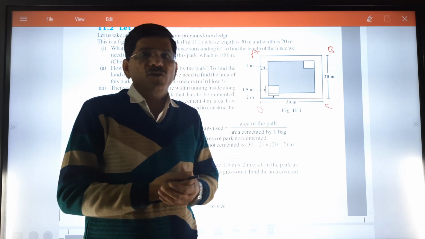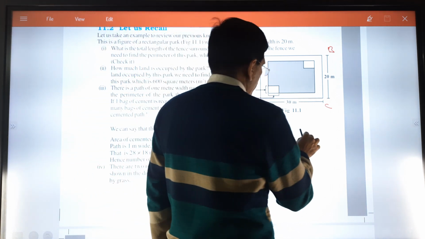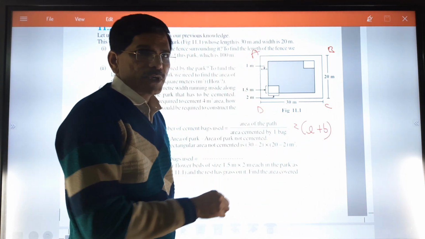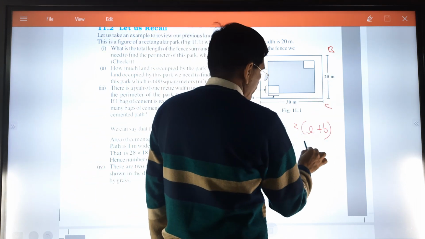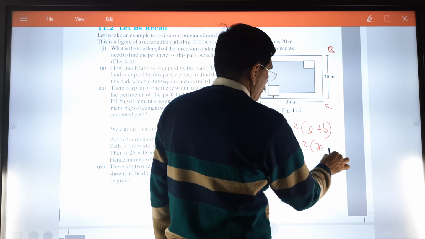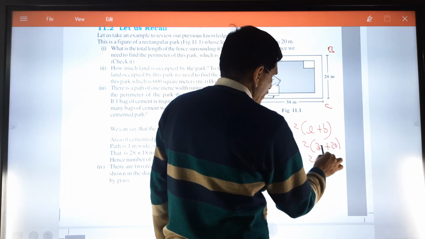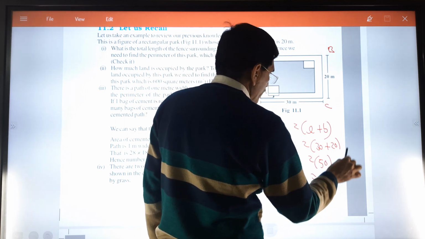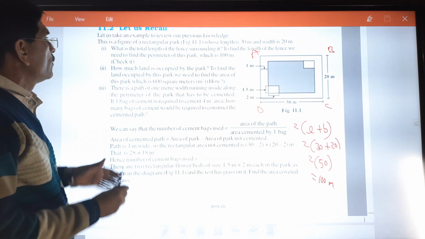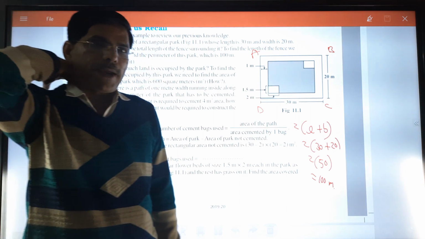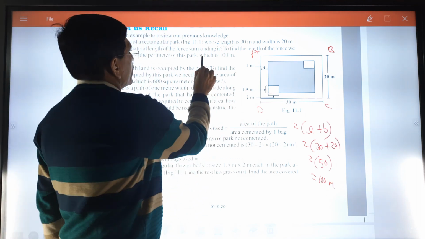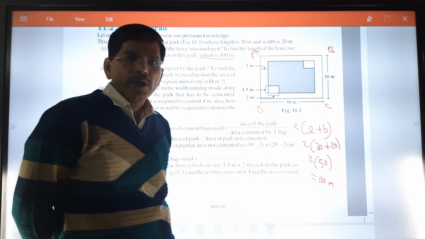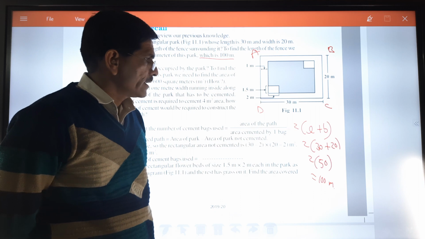Do you know the perimeter of a rectangle formula? That is 2 into (L plus B). So here it is 30 and 20. So 2 into (30 plus 20). 30 plus 20 is 50, and 50 into 2 is 100 meter. That is the perimeter. If someone asks what the perimeter is, we can say 100 meter is the perimeter of the park. The park is in the form of a rectangle.